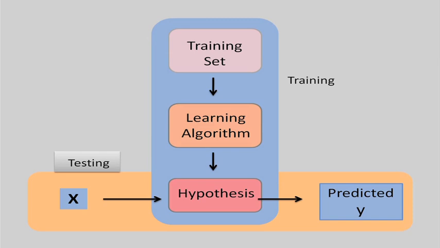So, if you come up with a schematic diagram, in supervised learning, you have the training set, and the learning algorithm uses the training set to come up with a model or a hypothesis. We will introduce this term in more detail later on. And in the testing phase, given a new instance, you use the hypothesis to predict the value of y.